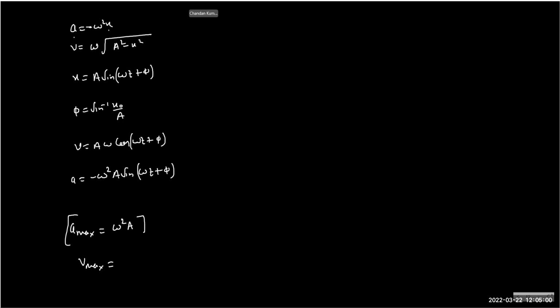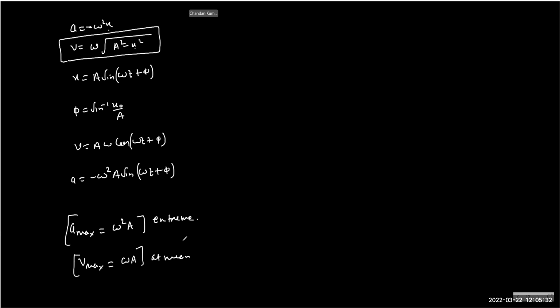What is V max? Tell me. When A is minimum. So you can see that there's a formula here. What is the maximum value of V when x is minimum, right? And what is the minimum value of x? 0. Omega A. So you can see that the velocity becomes maximum at mean position and acceleration becomes maximum at extreme position.